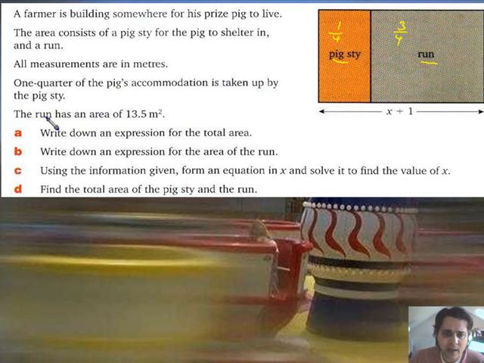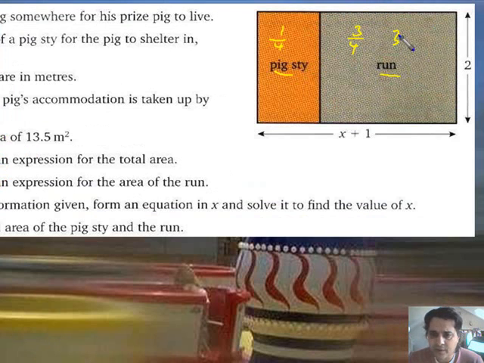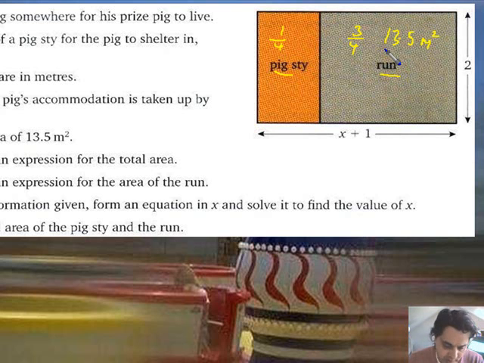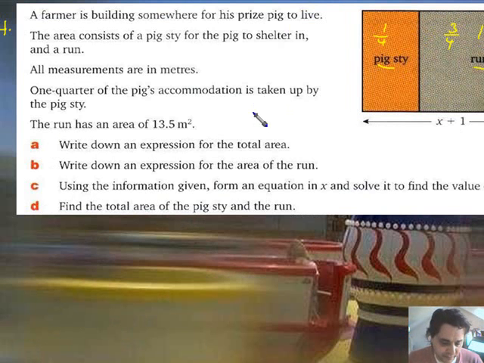Okie dokie. I'm told the run has an area of 13.5 meters squared. So I'm going to work out now what 1/4 is. So if 3/4 of the area is 13.5, then 1/4 of the area is going to be 13.5 divided by 3. So I'll do that right now. And there it is. So that equals 4.5 meters squared.